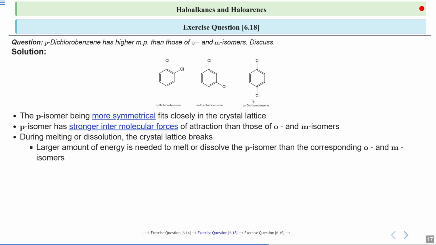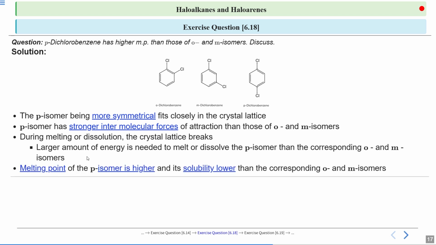And when you do the melting or dissolution process, the crystal lattice of the molecule will break and you will need a larger amount of energy to melt para-dichlorobenzene compared to ortho and meta-dichlorobenzene, right? Now, this is why the melting point of the para isomer is higher and also its solubility in water or in the solution is lower due to its symmetrical structure than the corresponding ortho and meta isomers.